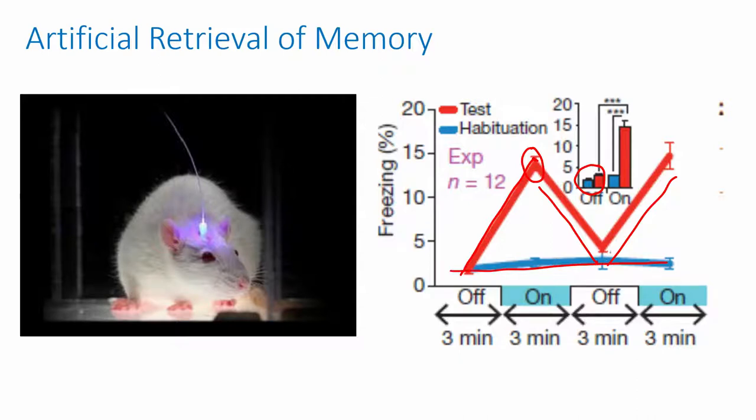Now you are making the animal think, even though it is in a different context, not in the training context, that it is the training context, thereby retrieving its memory, and the expression of that is freezing. Now this is the state where we have reached, from the starting point of asking the question of where exactly the memory is located.